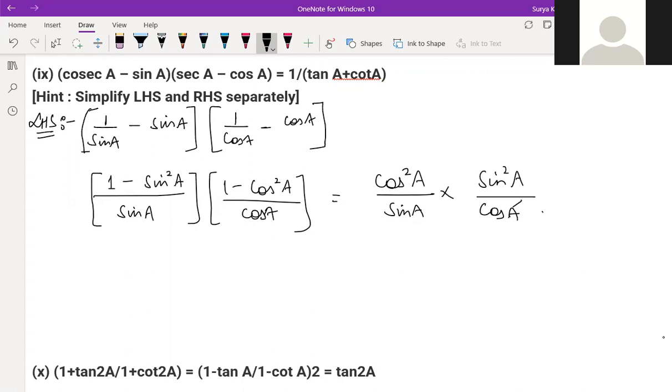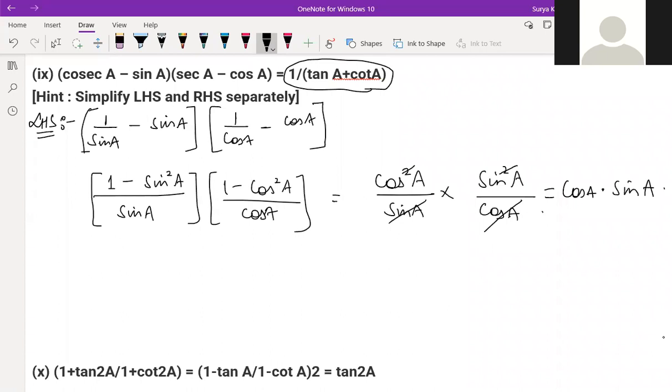So here cos A and cos A will get cancelled, sine A and sine A will get cancelled. So we're getting LHS as cos A into sine A. Can anybody tell me what we should do so that we get 1 by tan A plus cot A in the denominator side? Can we get this? Any one of you can tell me what to do?